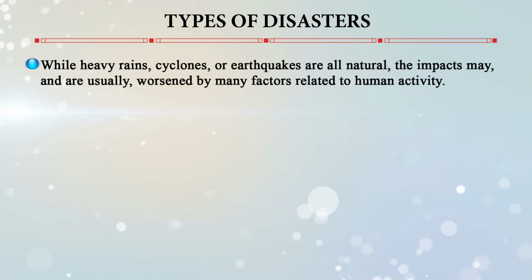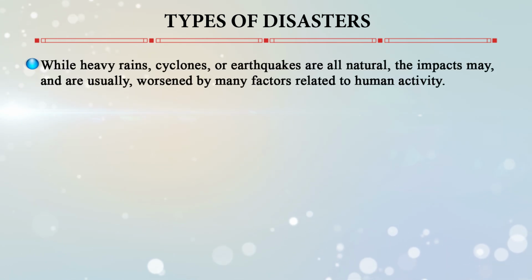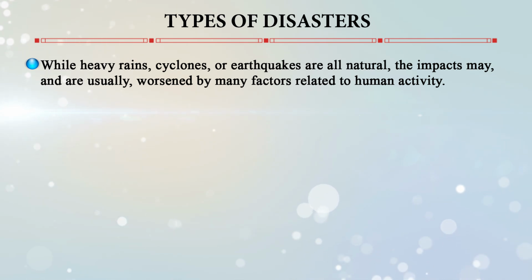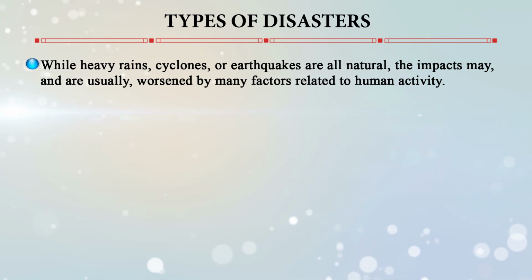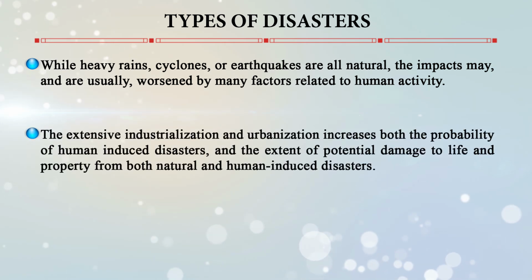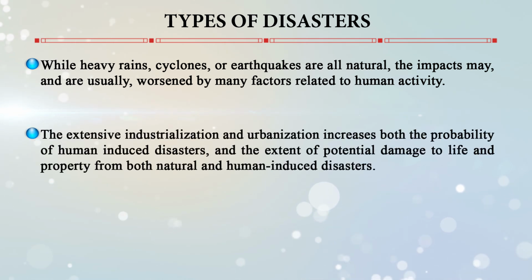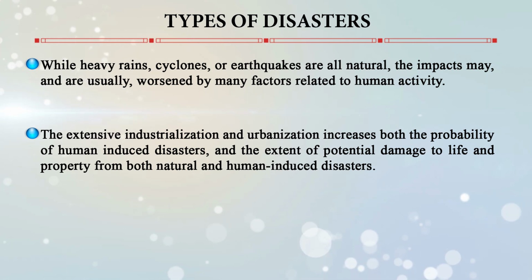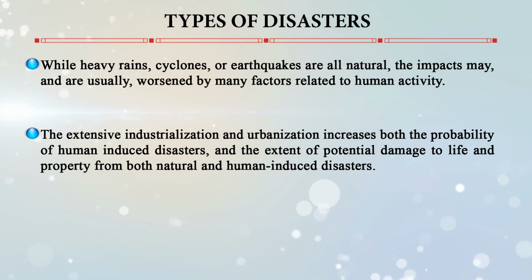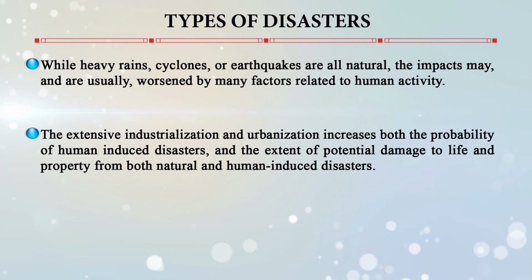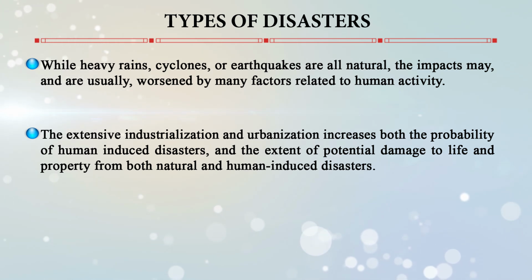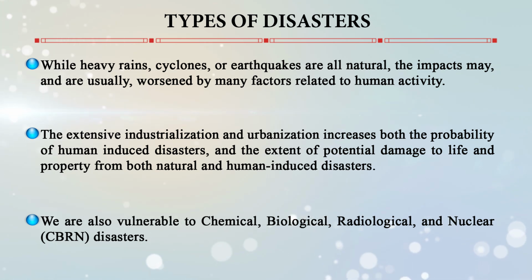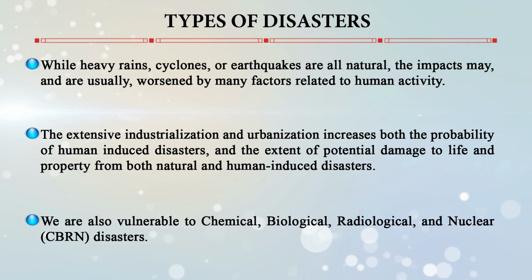Now, for example, the heavy rains, cyclones or earthquakes, they are all natural and the impacts are usually worsened by many factors related to human activity. Now, the extensive industrialization and urbanization also increases the probability of human induced disasters and the extent of potential damage to life and property from both the natural as well as the human induced disasters. We are again more vulnerable to the chemical, biological, radiological and nuclear disasters.